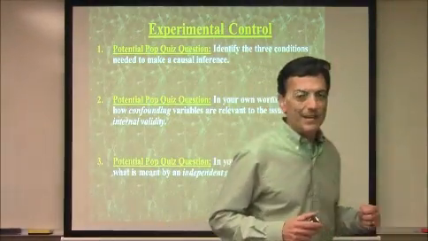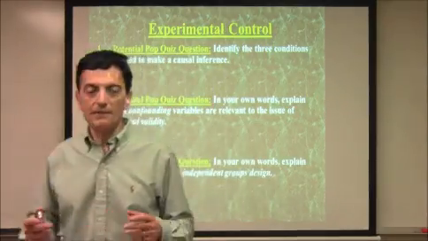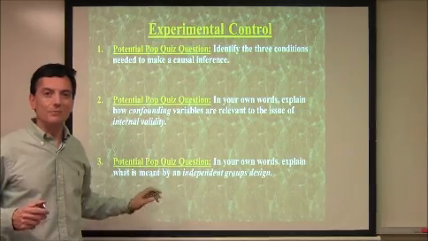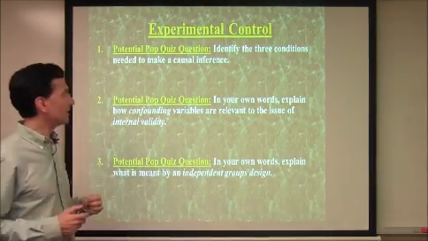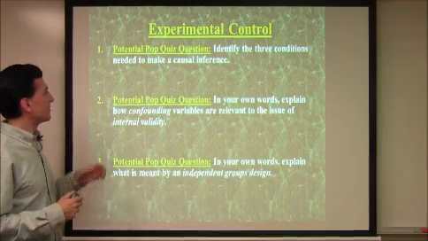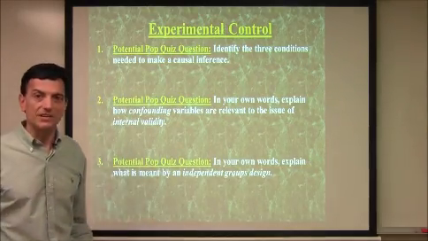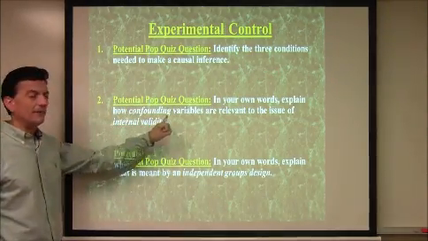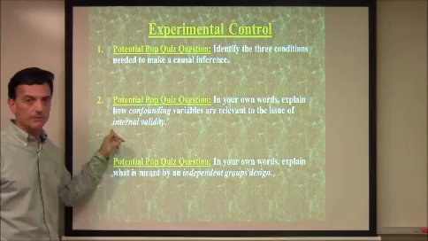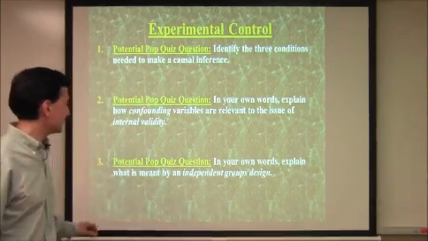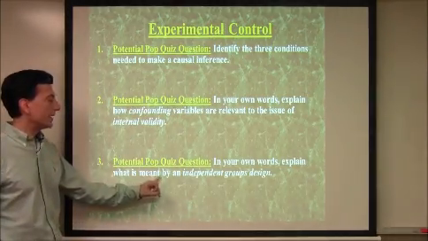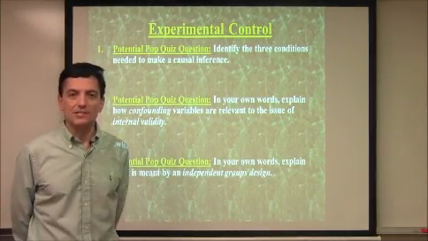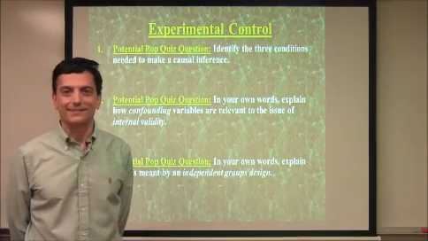So let's see if we can begin by motivating you to do some of the reading and see if you can answer these potential pop quiz questions. I'll read through the three of them, and then we'll see what your answers might be in class. So the first of the three is this. Identify the three conditions needed to make a causal inference. Second, in your own words, explain how confounding variables are related to the issue of internal validity. And third, in your own words, explain what is meant by an independent groups design. We'll let you stop the video, respond to those questions, and then we'll take your answers in class.